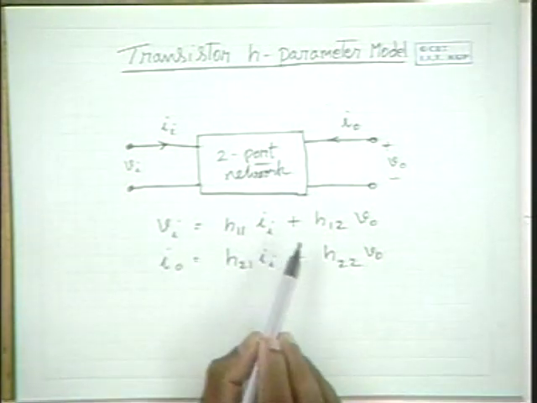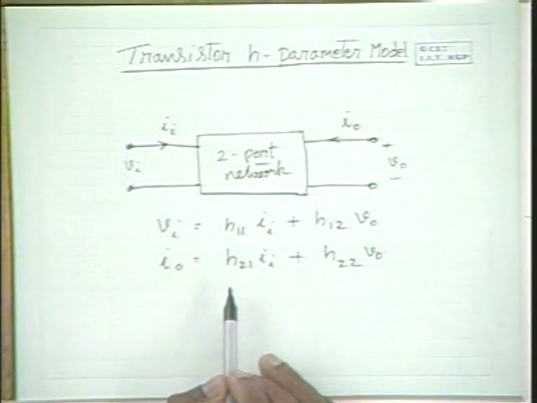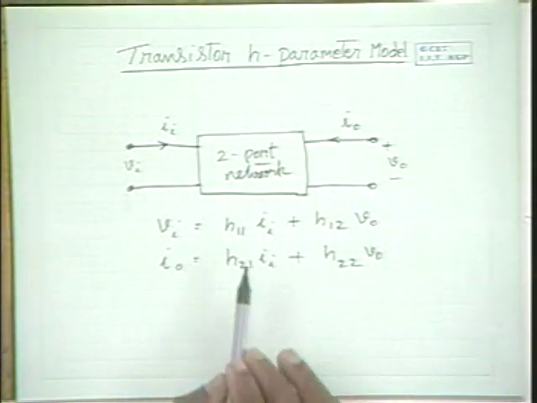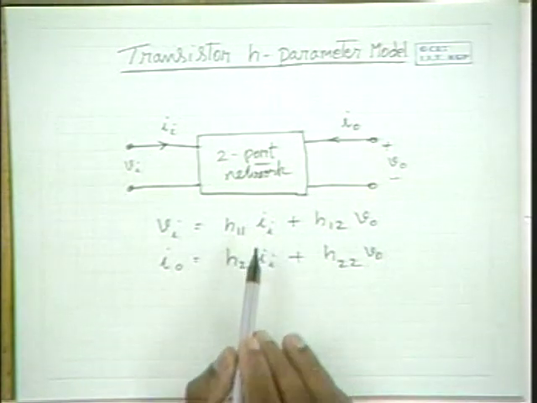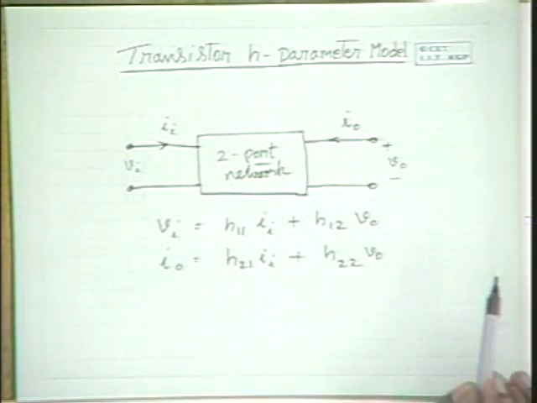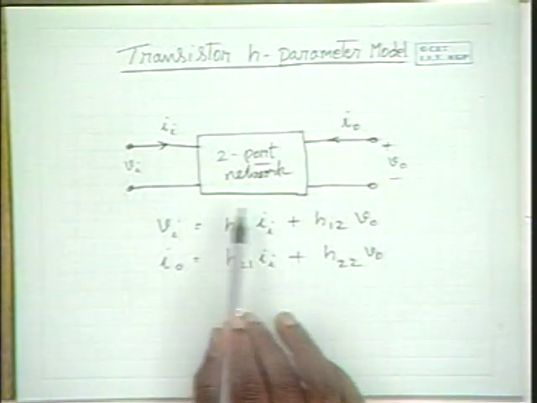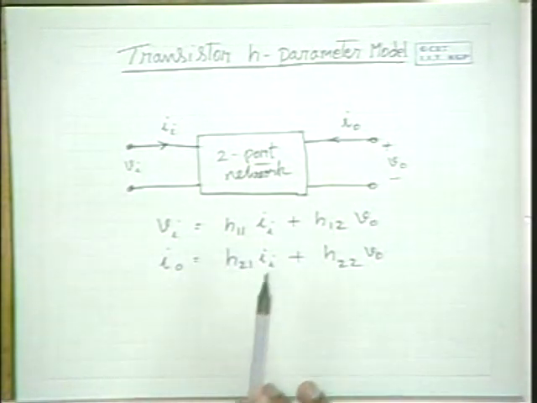Now let us look at the various parameters. What do they mean and how can you obtain them from the characteristics? And another thing is, given these characteristics, can we express it in a circuit form so that we can analyze it when you use this model in an amplifier circuit?